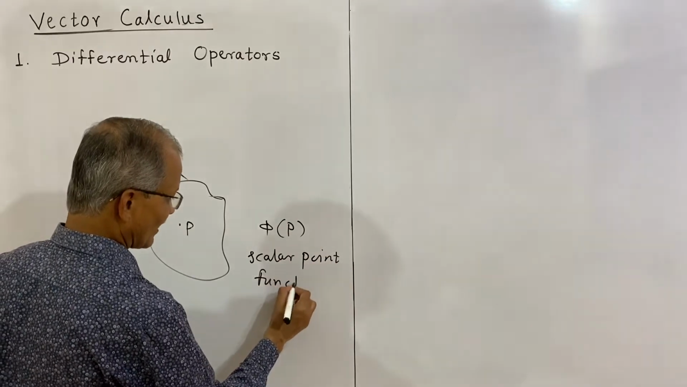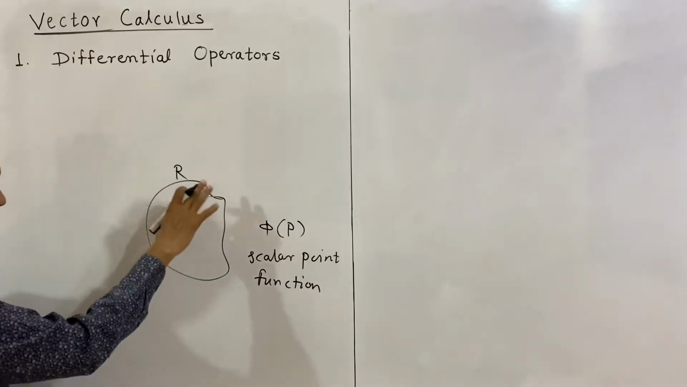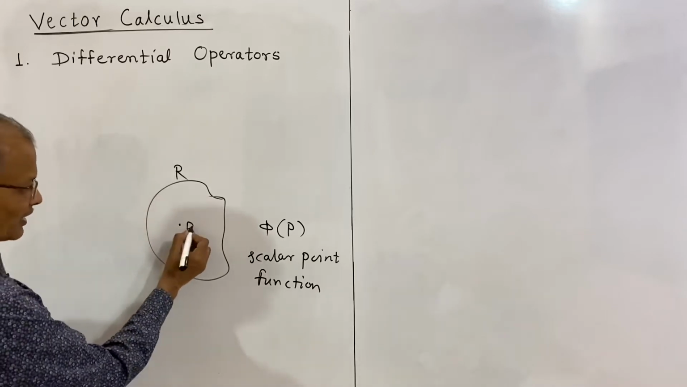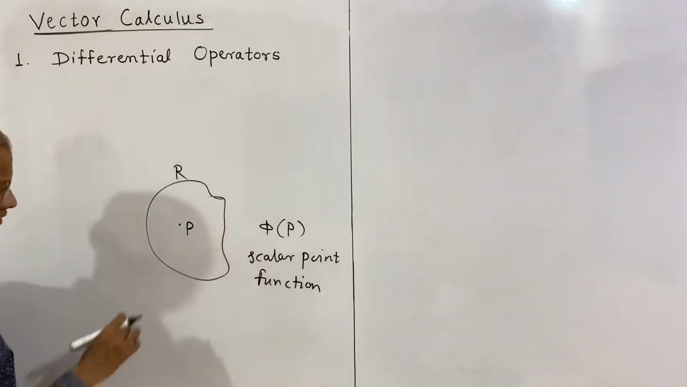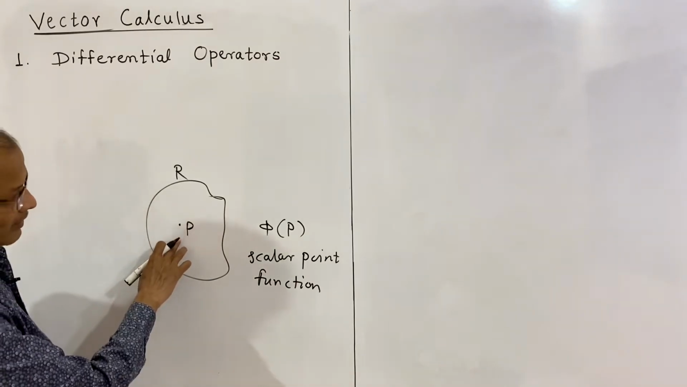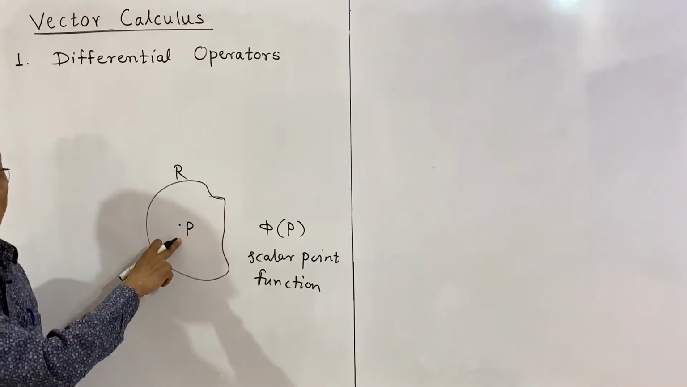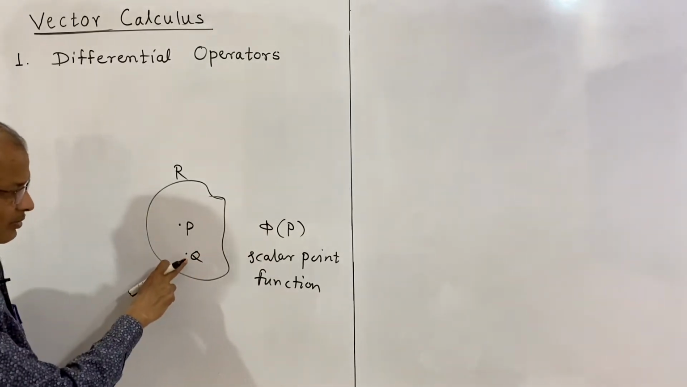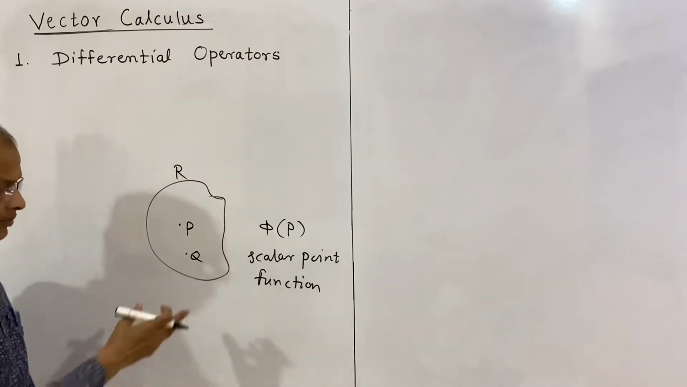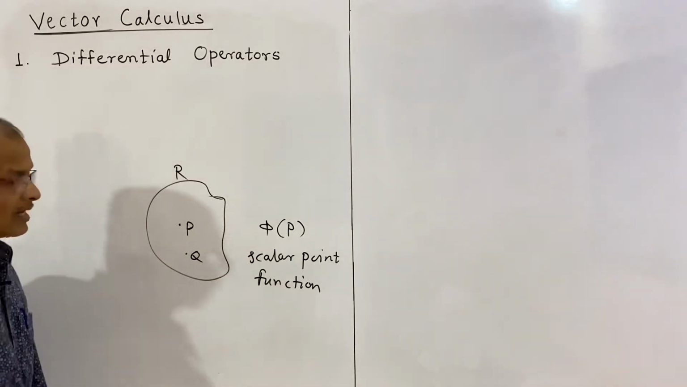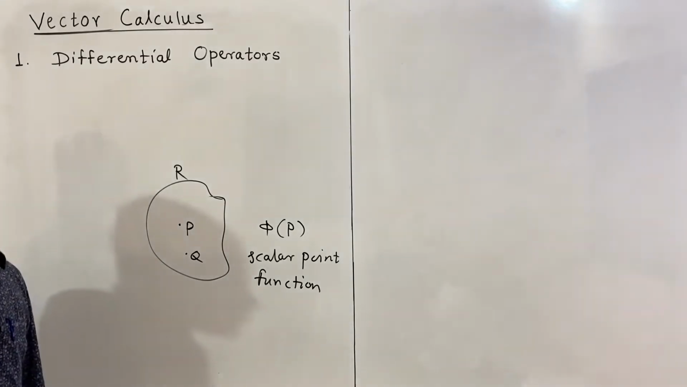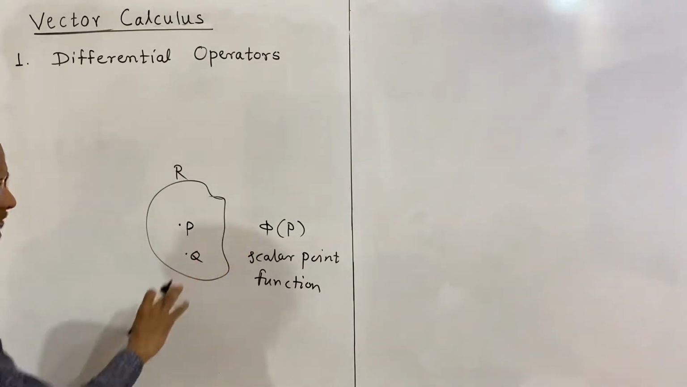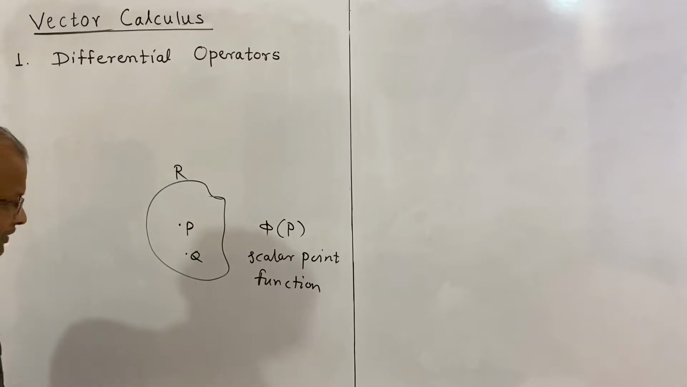at point P. So for example, if you consider this region, and if P is a point in the region, and if you associate a scalar quantity as temperature, then that phi of P will represent temperature at point P. So if there is another point Q, then phi of Q will be temperature at point Q. Temperature is a scalar quantity and therefore that function will be scalar point function. Similarly, if you consider density, then that will also be a scalar quantity, and if phi represents density, then it will be a scalar point function, and so on.